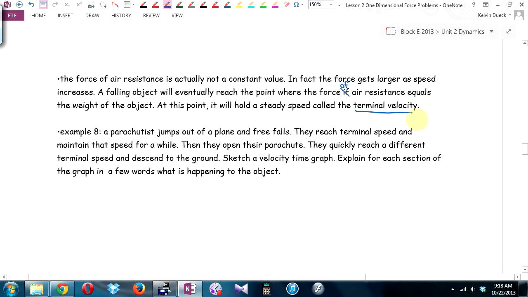Now, I can control F air by another means. I said F air depends on two main things: how fast you're falling, but also your area. All a parachute does is it really increases my area, and therefore it makes F air much bigger, so that my terminal velocity is survivable. Survivable.